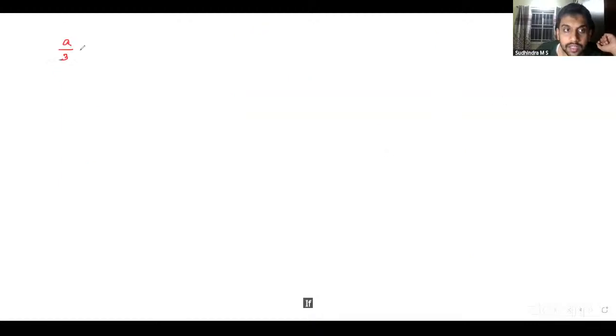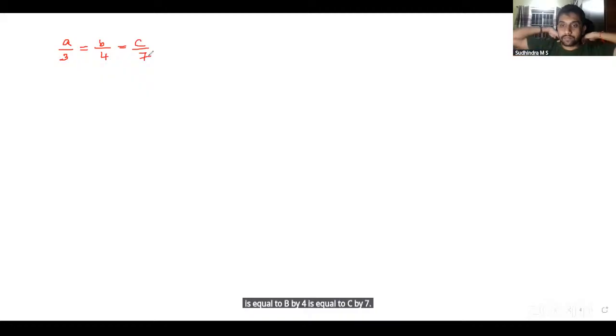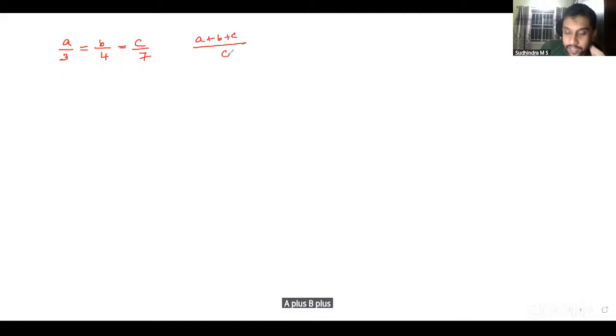If A by 3 is equal to B by 4 is equal to C by 7, find the value of A plus B plus C divided by C.